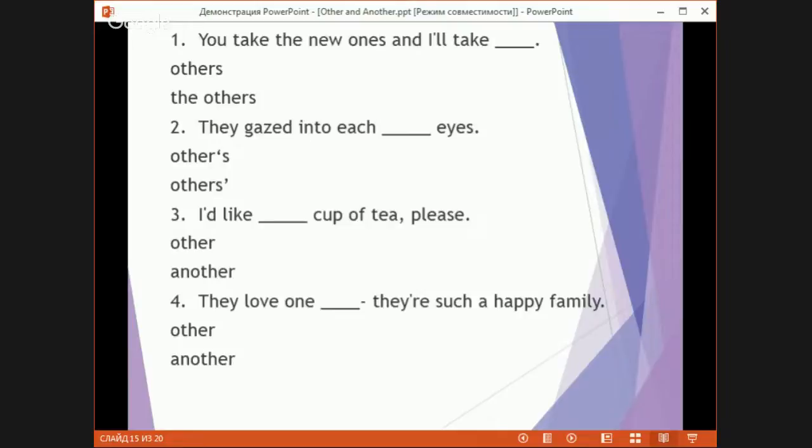Let's look at your task. Your task is you have to make the correct choice. I will give you a minute to think, maybe less even, and then I will show you the answers.